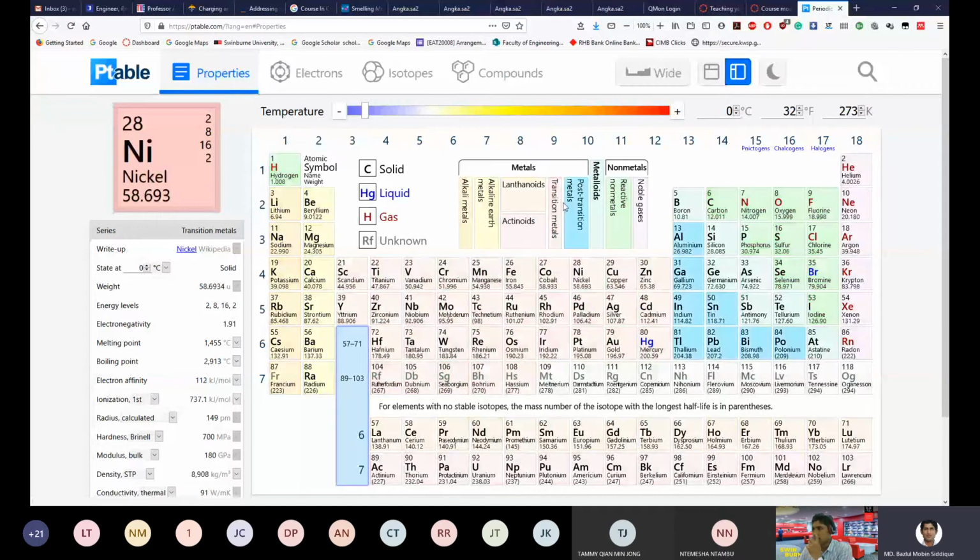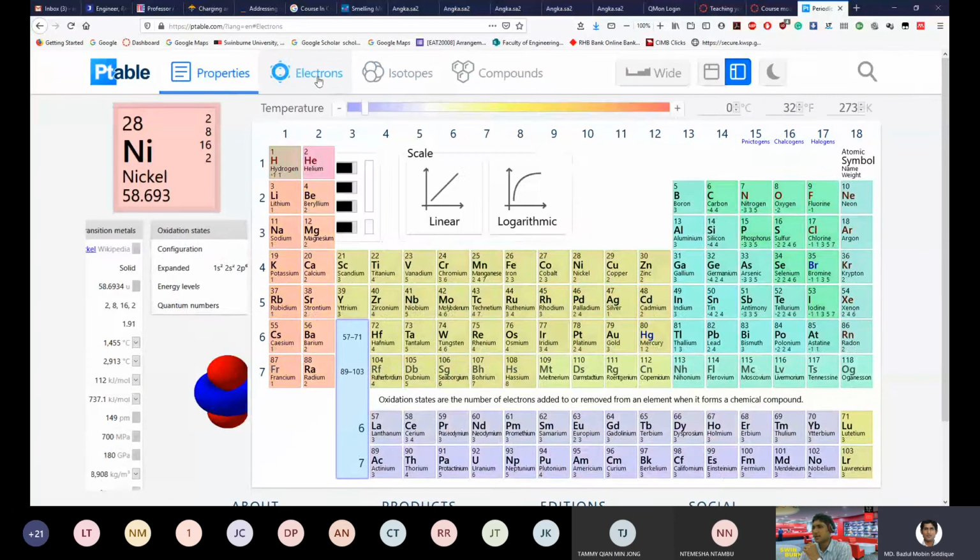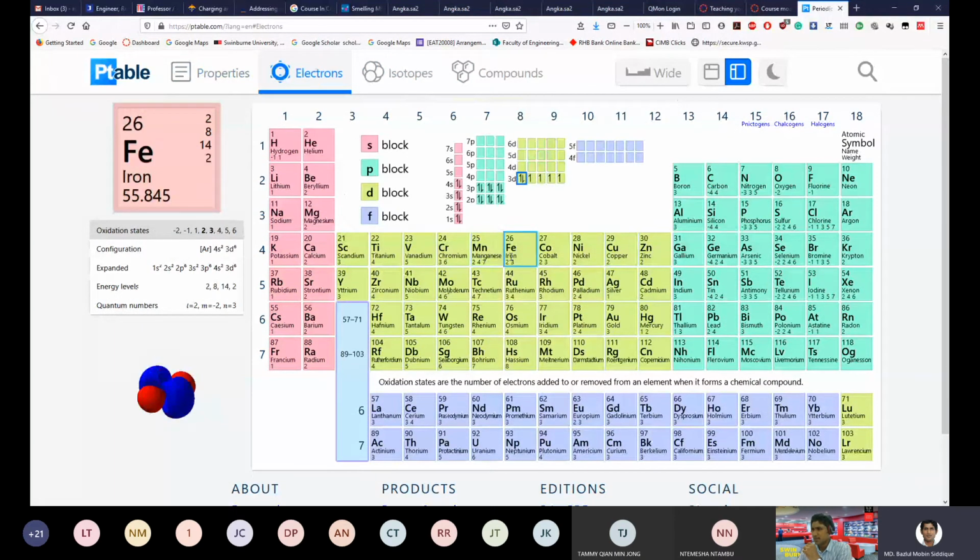Like for iron or cobalt, let's say. Let's go and check iron. It has oxidation states -2, -1, +1, 2, 3, with 2 and 3 being the predominant ones. Even it can reach up to 6.